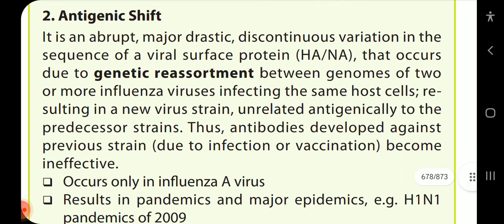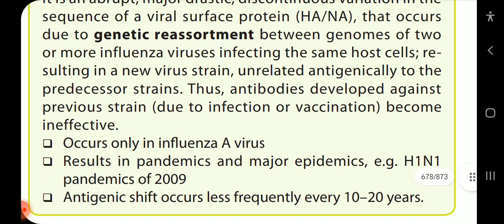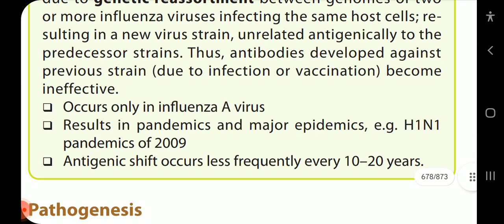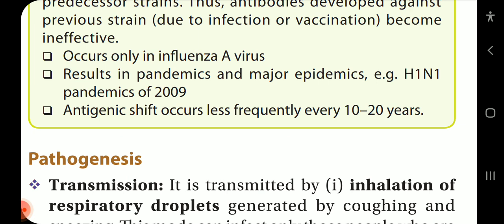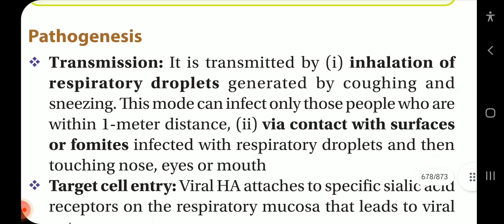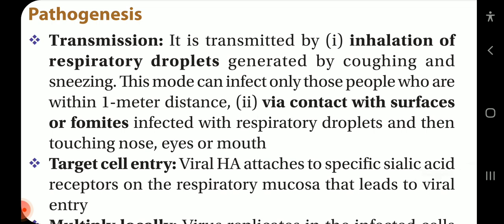Antigenic shift. It is an abrupt, major, drastic, discontinuous variation in the sequence of a viral surface protein HA/NA that occurs due to genetic reassortment between genomes of two or more influenza viruses infecting the same host cells, resulting in a new virus strain unrelated antigenically to the predecessor strains. Thus, antibodies developed against previous strain due to infection or vaccination become ineffective. It occurs only in influenza A virus. It results in pandemics and major epidemics like H1N1 pandemic of 2009, and antigenic shift occurs less frequently, every 10 to 20 years. Now the pathogenesis.